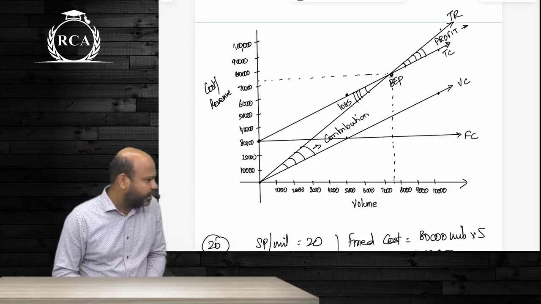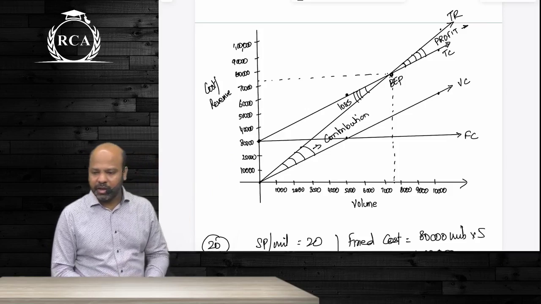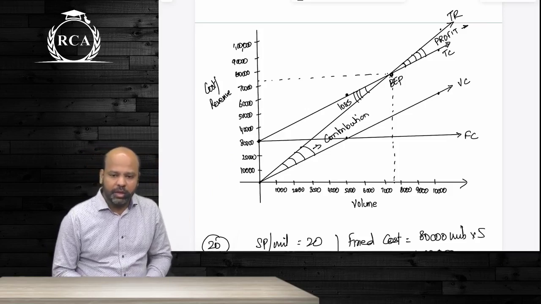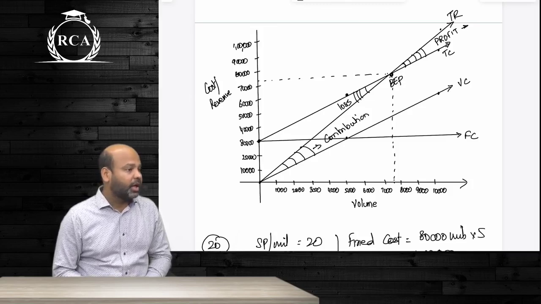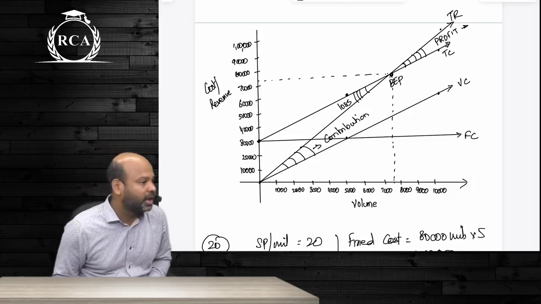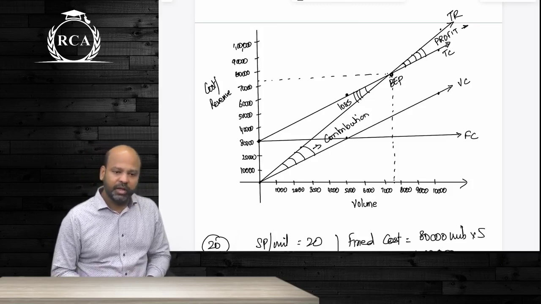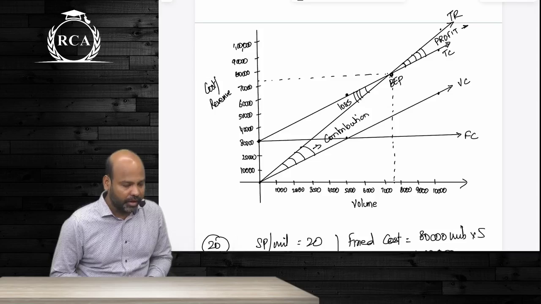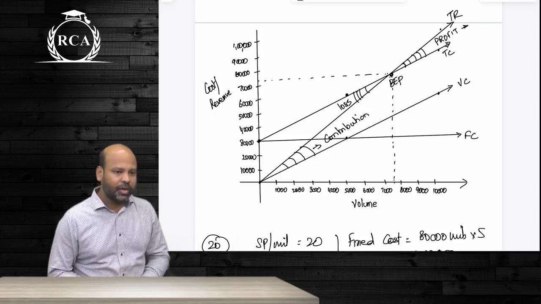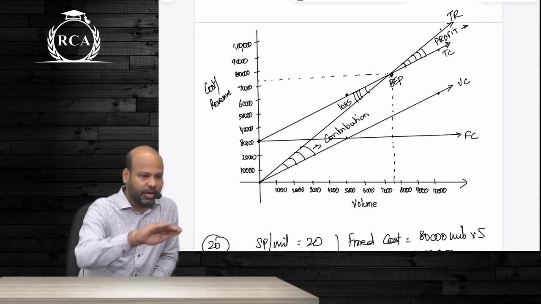Are we clear, guys? Angle of incidence, what will it be? The angle that the total revenue line makes with the total cost line after the break-even point is termed as angle of incidence. Wider the angle, higher will be the profit. Narrow the angle, lesser will be the profit. They might ask you to identify contribution as well as profit. Correct, beta Nehal?